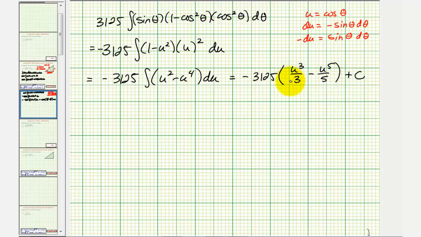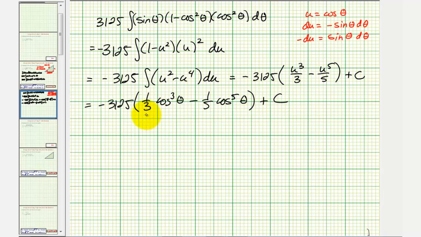Now let's go ahead and write this back in terms of theta. Once we have it in terms of theta, we'll write it back in terms of x. So here we have negative 3,125 times, this would be 1/3. Remember, u is equal to cosine theta, so we'd have cosine cubed theta, and then minus 1/5 cosine to the 5th theta plus c.